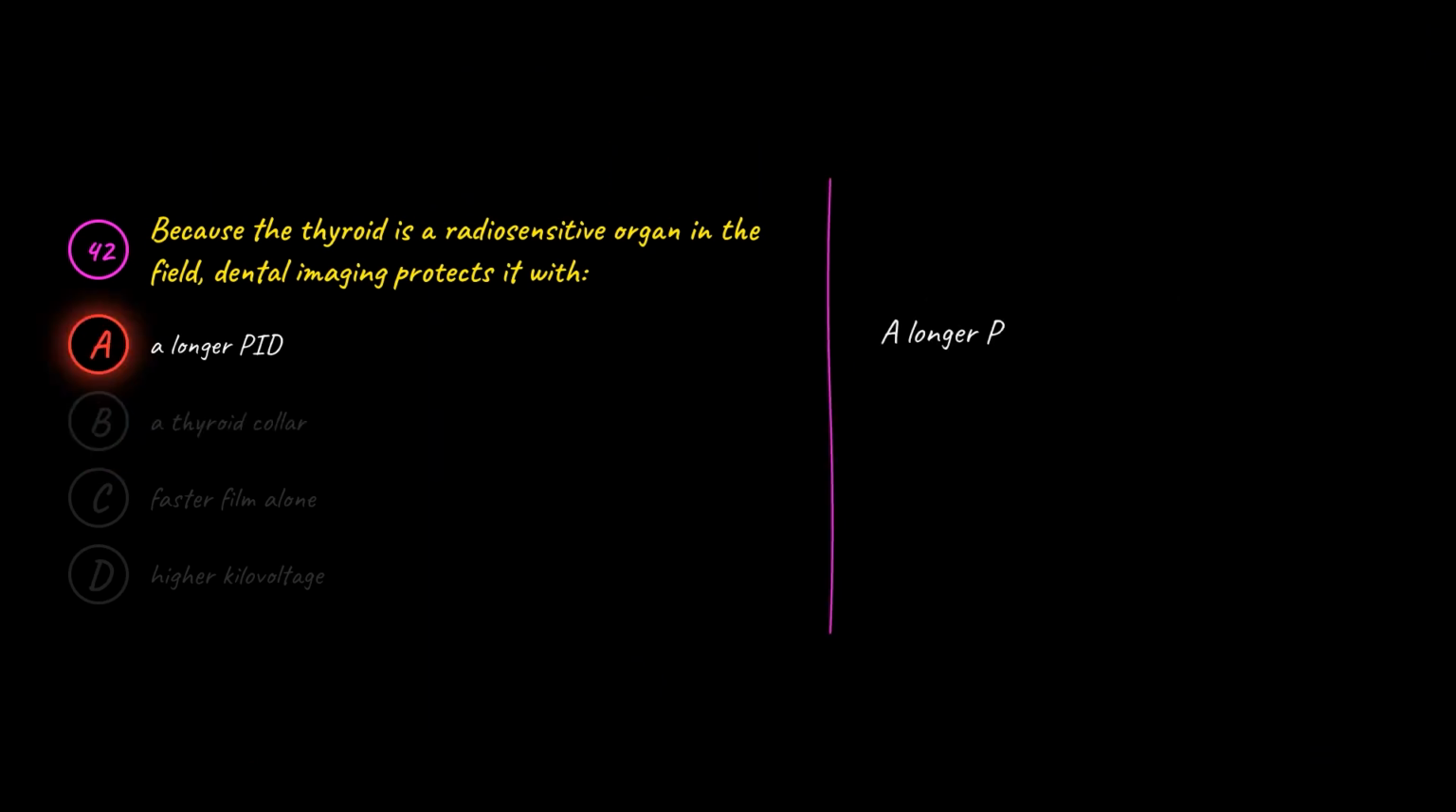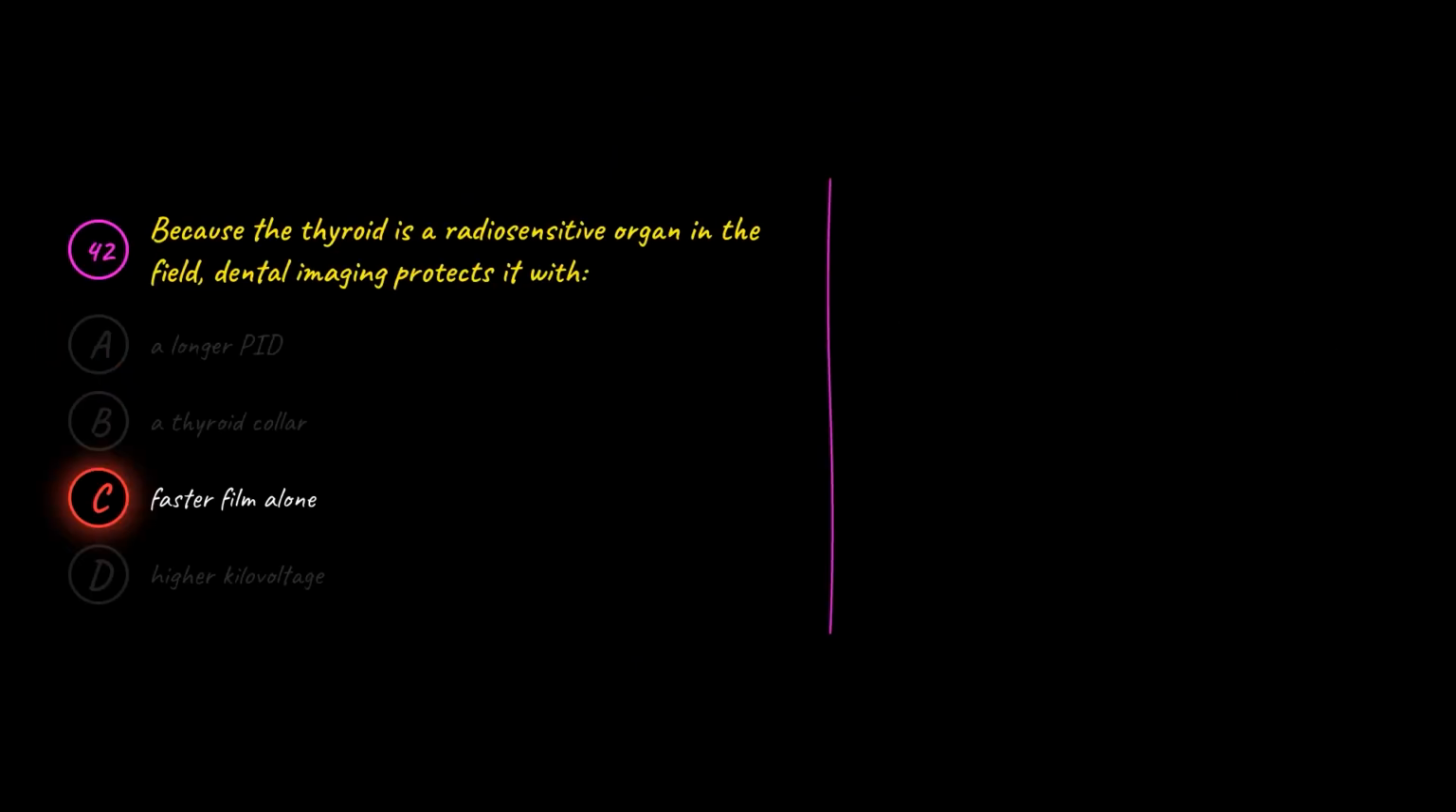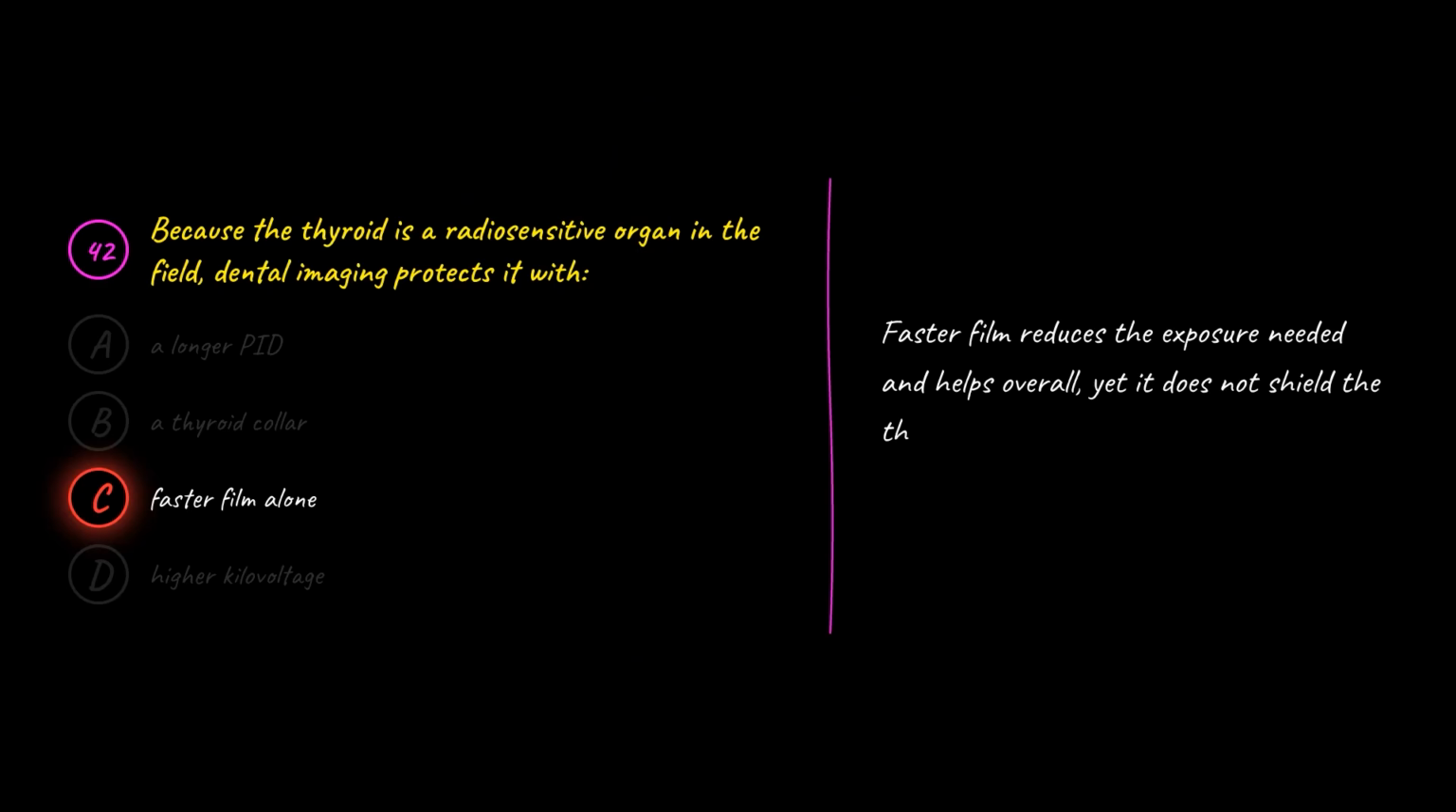A is wrong because a longer PID lowers overall dose through beam geometry, but it does not specifically cover and protect the thyroid the way a dedicated collar does. C is wrong because faster film reduces the exposure needed and helps overall. Yet it does not shield the thyroid directly. The collar is what guards that gland from scatter.